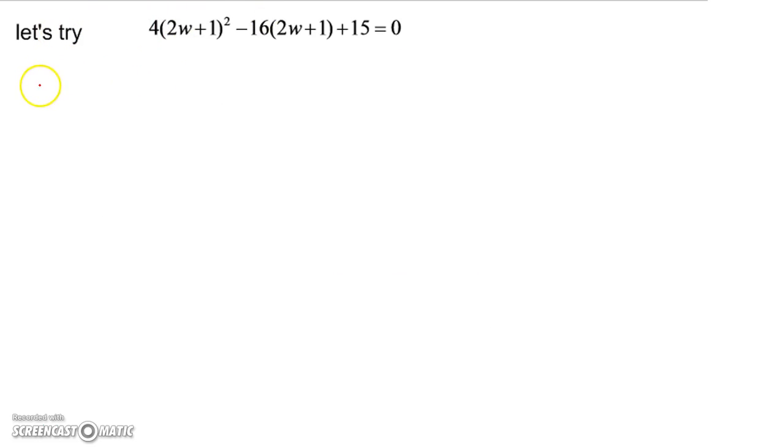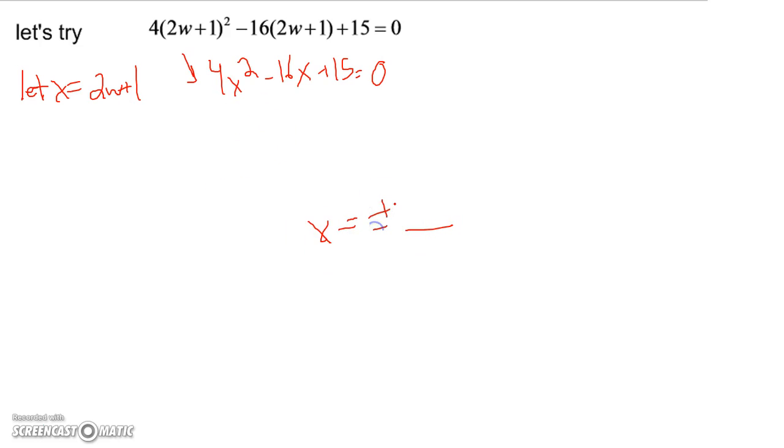But just so you know, let's try this. I'm not even going to do the whole thing, but let x equal 2w plus 1. That's all we're doing, which now this becomes 4x squared minus 16x plus 15 equals 0. You got me? And now this I can solve using any of my techniques. I could use completing the square, I could factor this, or I could use the quadratic formula. And once you're done, you're going to have x equals something, usually plus or minus something.